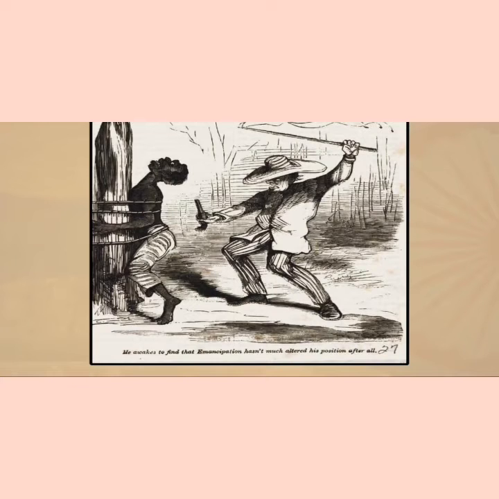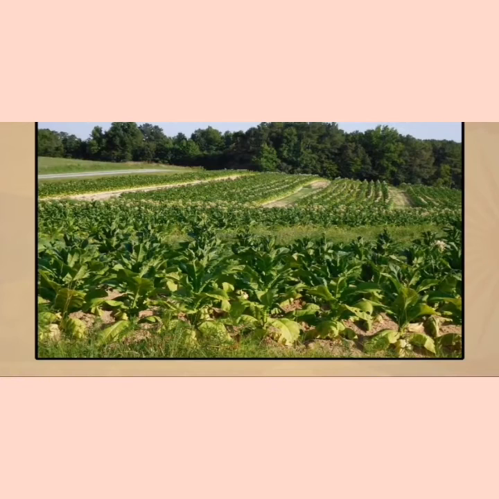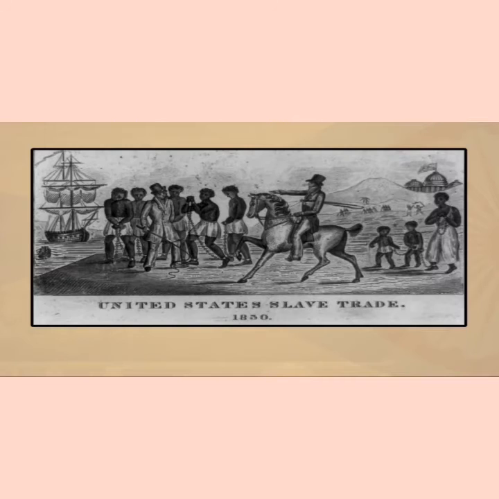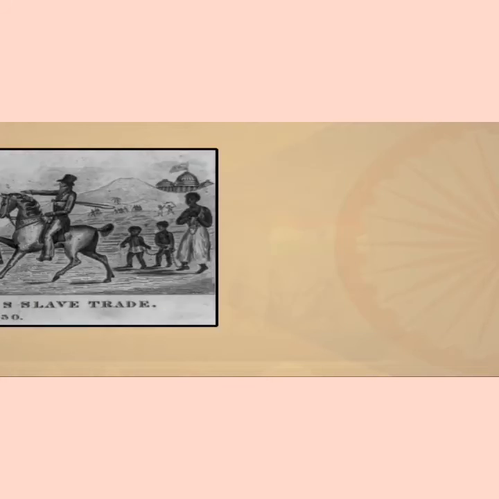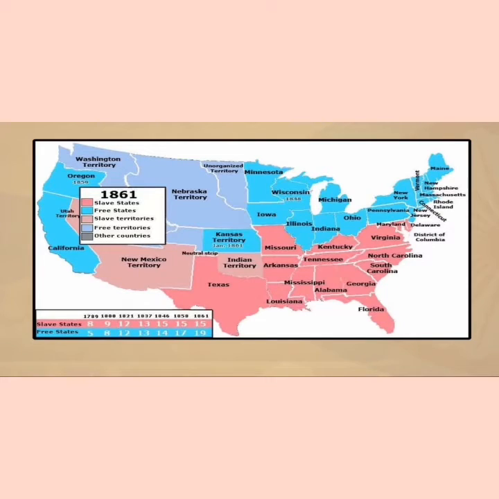Another issue was slavery. Northern states did not favor it, but southern states wanted to continue slavery as plantation agriculture required a large number of slaves. Slaves were treated in a very inhuman manner and suffered a lot of social injustice. This slavery issue became a bone of contention between the North and the South.